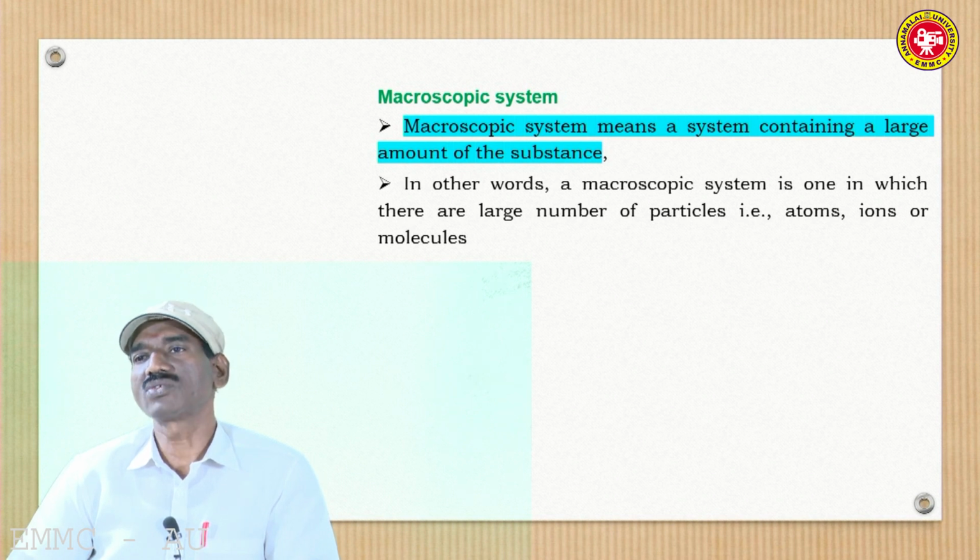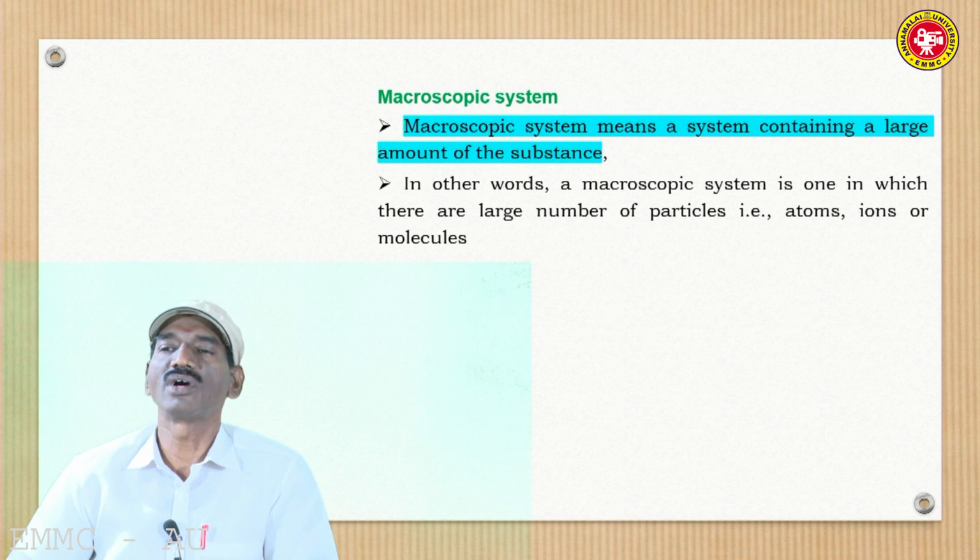Macroscopic system. A macroscopic system means a system containing a large amount of substance. In other words, a macroscopic system is one in which there are a large number of particles, that is atoms, ions or molecules.